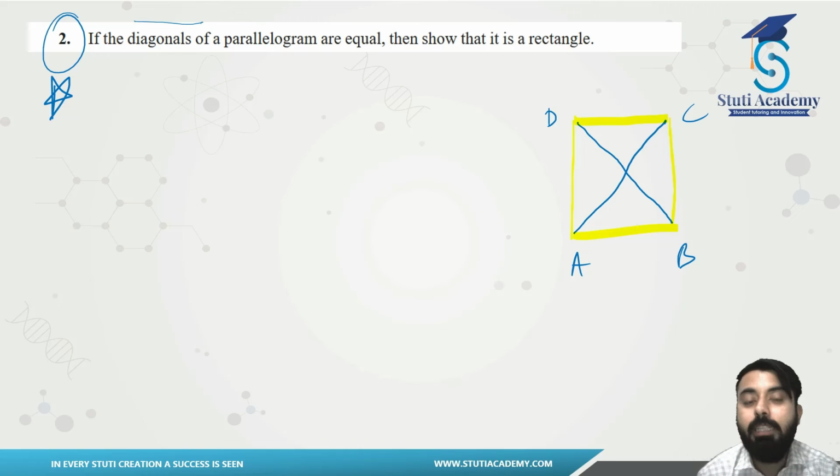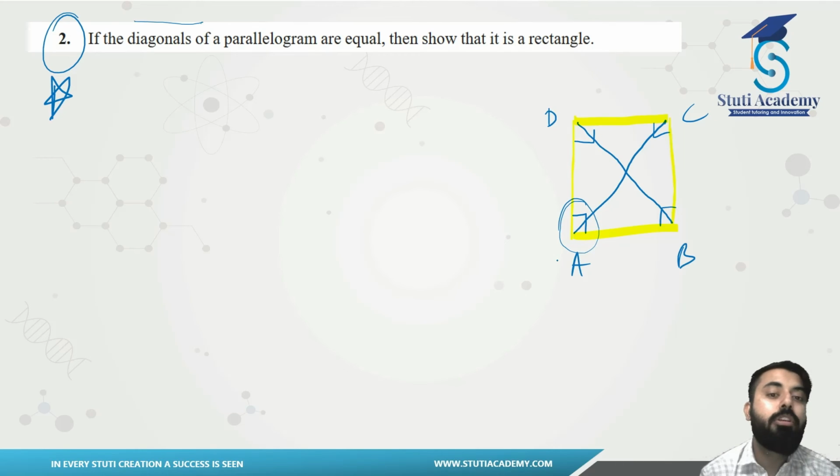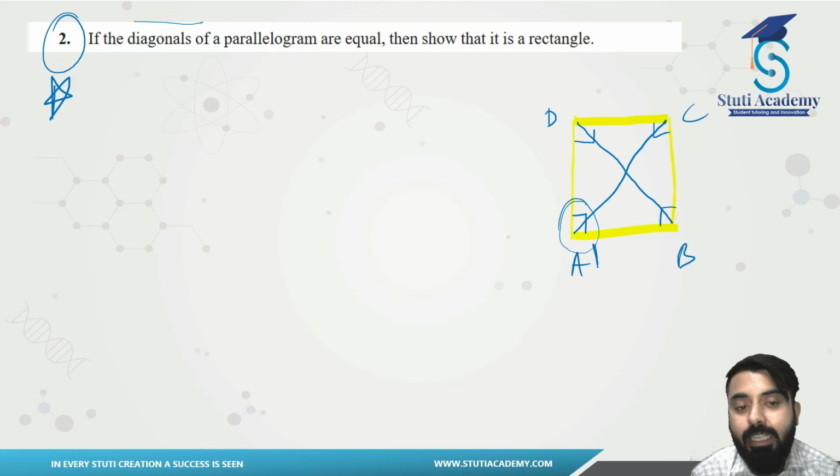So your ultimate goal here is what? You have to prove that angle A will be 90, angle B will be 90, angle C will be 90, and angle D will be 90. Just in case, you have to prove only one of these four angles to be 90. I'm going to prove that angle A is 90. Then using the co-interior angle sum, I can say this will be 90.